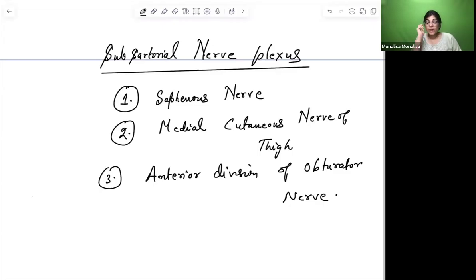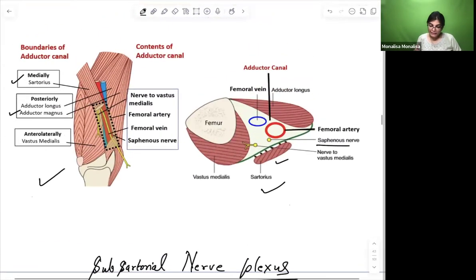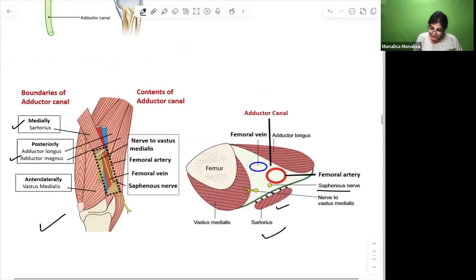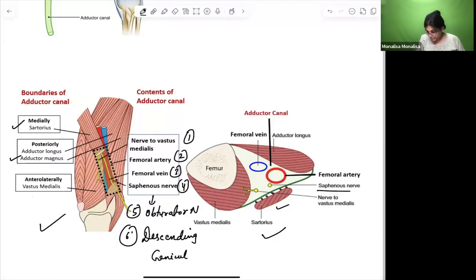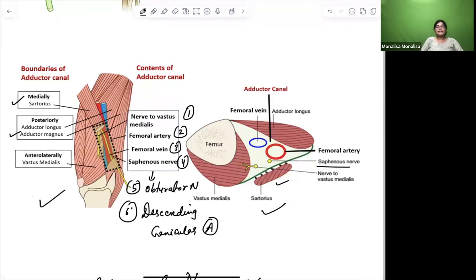Okay. Now, my dear students, I have already written the content of the adductor canal. Other than that, these are the important contents. It also contains obturator nerves, and it contains the descending genicular artery. So the content is already written in the image. In that content, you can add on the obturator nerve and also the descending genicular arteries.